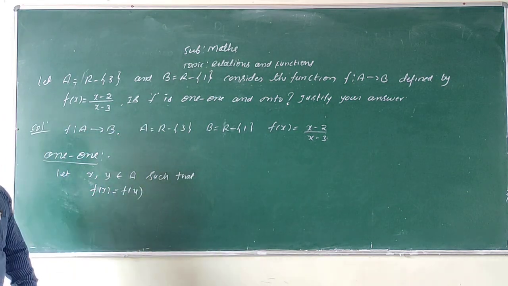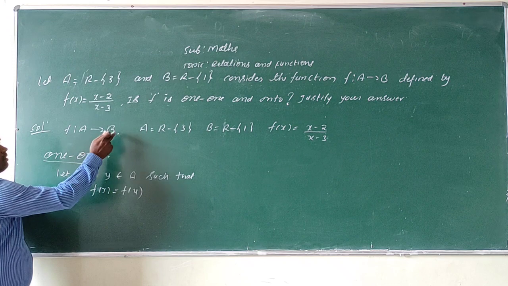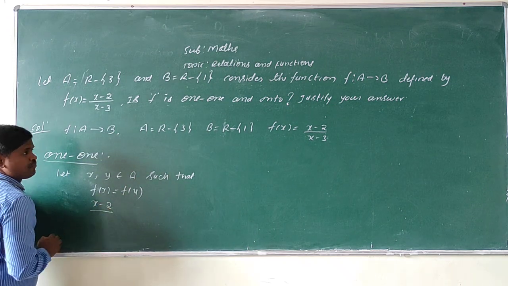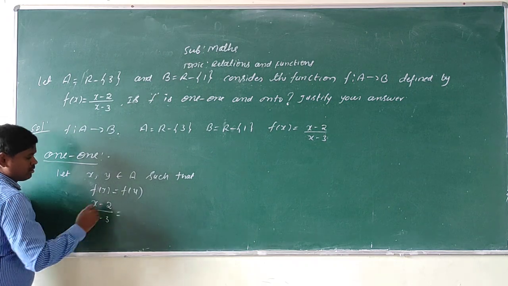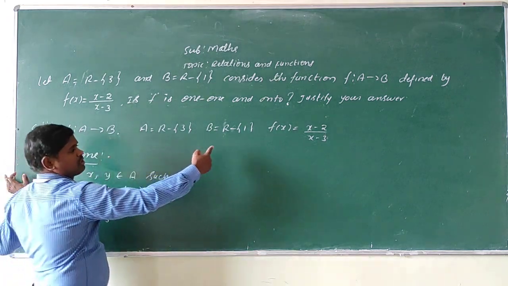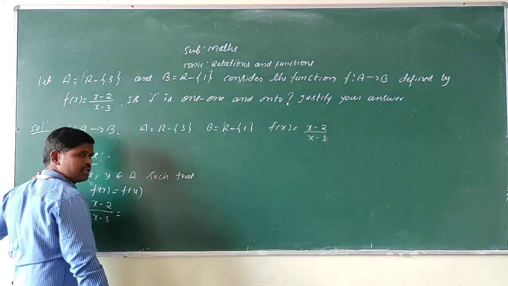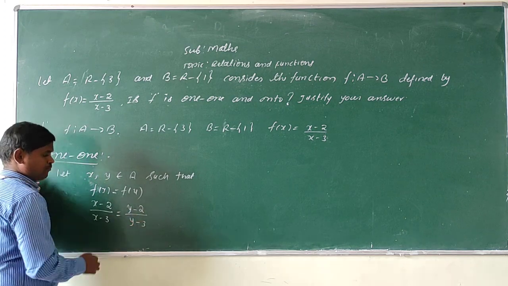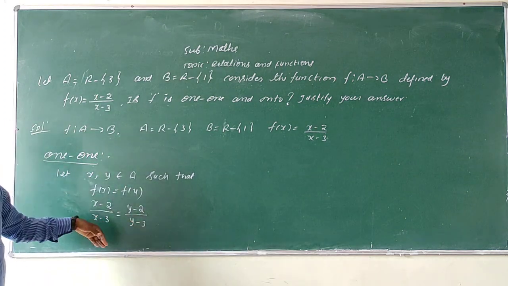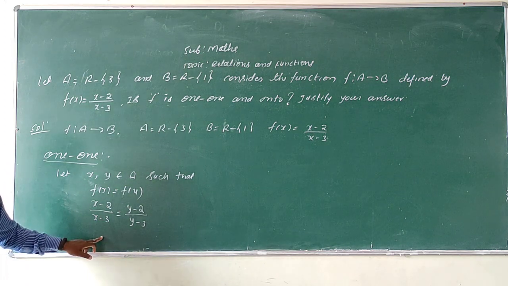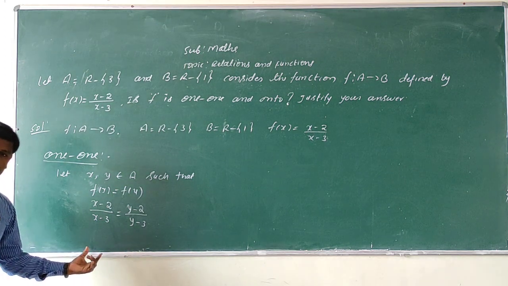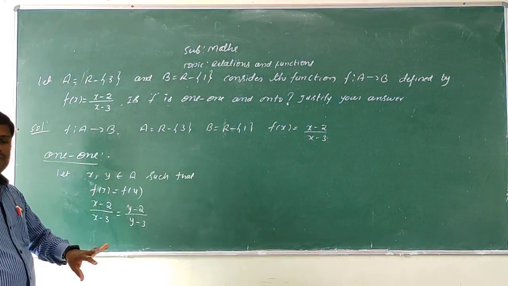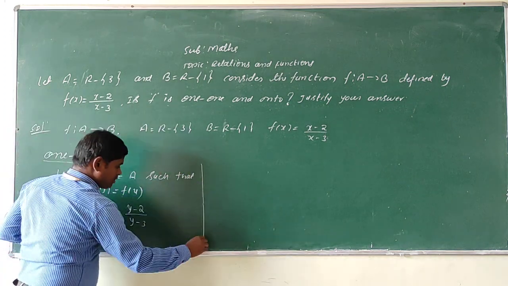This is understood. So substitute. f of x is equal to x minus 2 divided by x minus 3. Is it clear? Similarly, f of y is equal to y minus 2 divided by y minus 3, where we just replace x by y. After solving this, if we get x equal to y, then on the basis of the working rule, the given function is 1-1. So solve this equation.